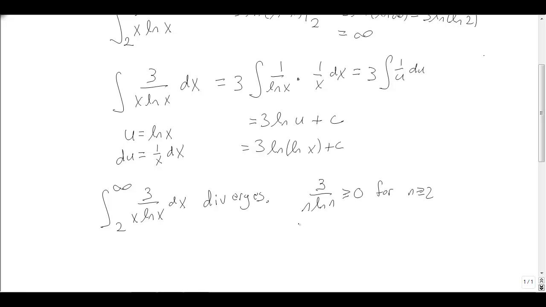We also need, really, 3 over n log n to be non-increasing. That is, it's really decreasing, but if it's flat, that would work out as well. And that's really easy to see because as you make n get bigger, both factors in the denominator get bigger, so the denominator just gets bigger and the fraction gets smaller and smaller and smaller. That's really all we need.